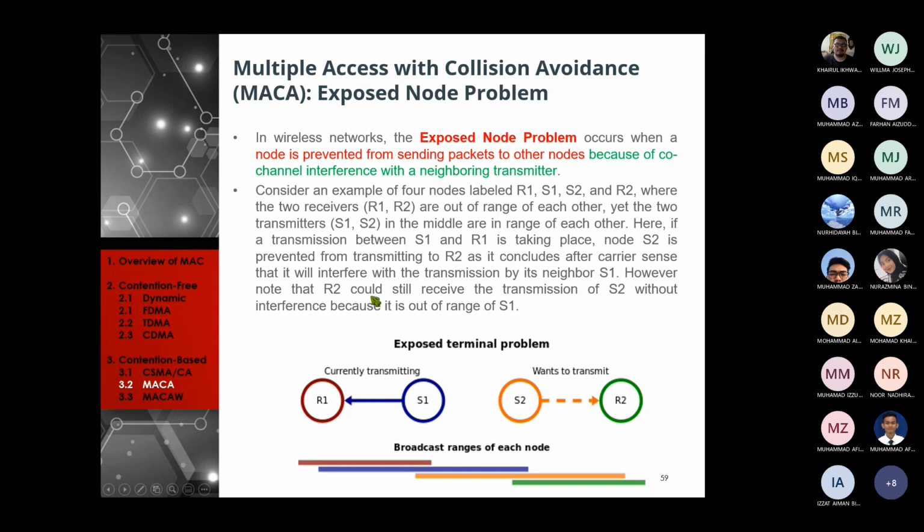However, note that R2 could still receive the transmission of S2 without interference because it is out of range of S1. S2 dengan R2 want to transmit tapi dia ada... R2 could still receive the transmission of S2 without interference because it is out of range of S1. R2 dengan S1 out of range.